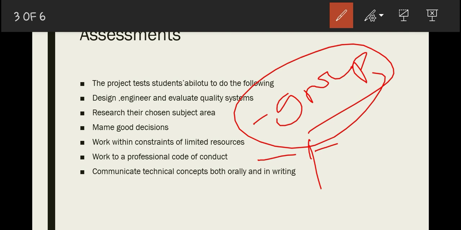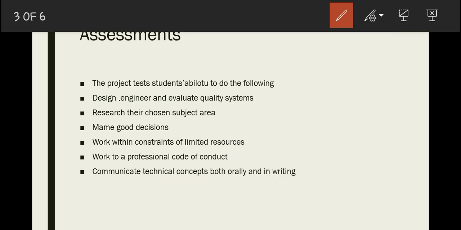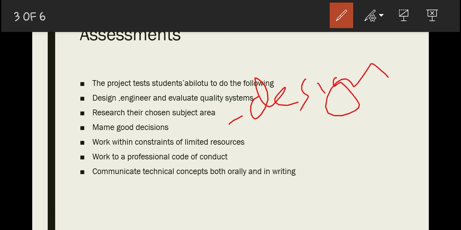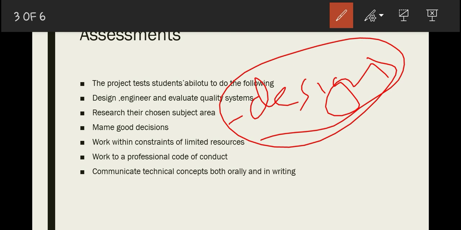So actually, what will be tested during your final year project? The project tests the students' ability to do the following. It will test your ability to design. So the first assessment will be on designing. How can you design information systems? How can you engineer the information systems? How can you evaluate the quality of information systems?